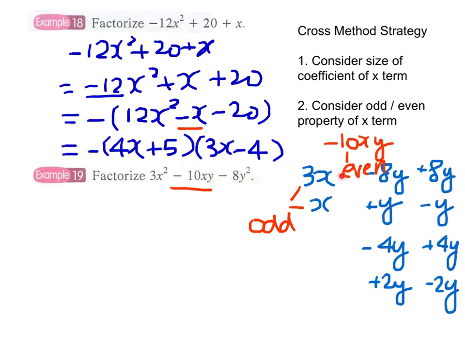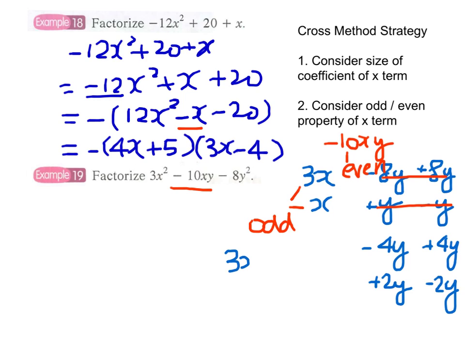And so 3x and x should pair up with two even numbers, because only an odd number multiplied by an even number will get an even number. And if we choose such as minus xy times plus y, we have an odd number here, and therefore you will never come up with an even number middle term. And therefore in this case we should choose 4y and 2y. We can simply cross out xy and y since they are not possible.